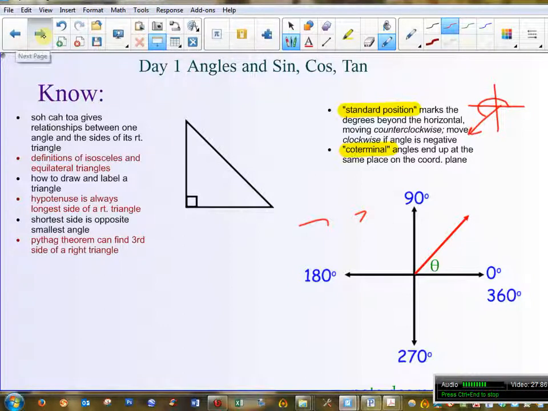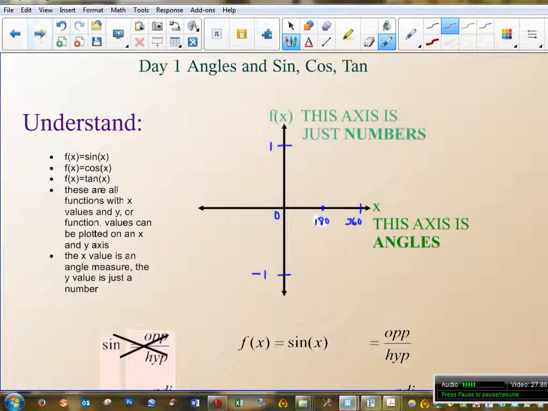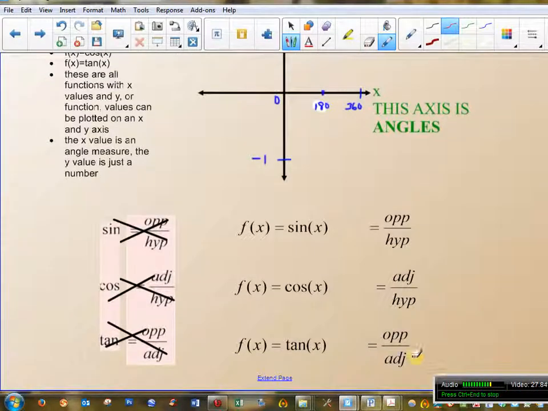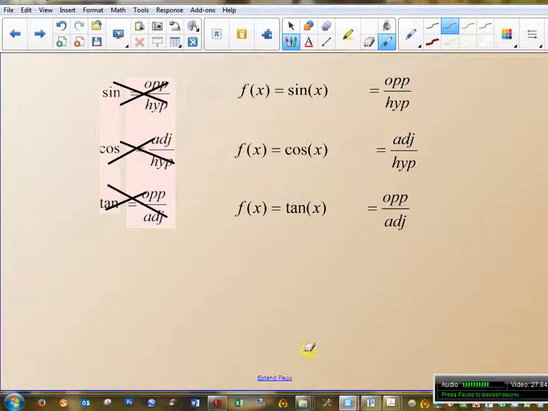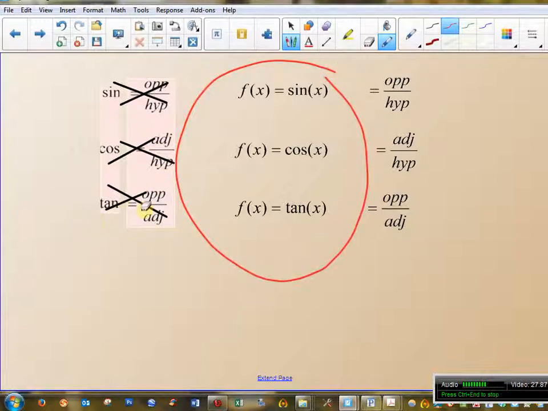Moving on to the Understand page. And this is pretty important as we do our functions unit. I'm going to show you the bottom of this page first. On the bottom of this page, you're going to see the way that you first learned trig. You learned sine, cosine, and tangent as three words, and they had equivalent fractions with words in them, but they're not words, they're actually functions. So I want you to think of the sine, the cosine, and the tangent like this instead of like this.